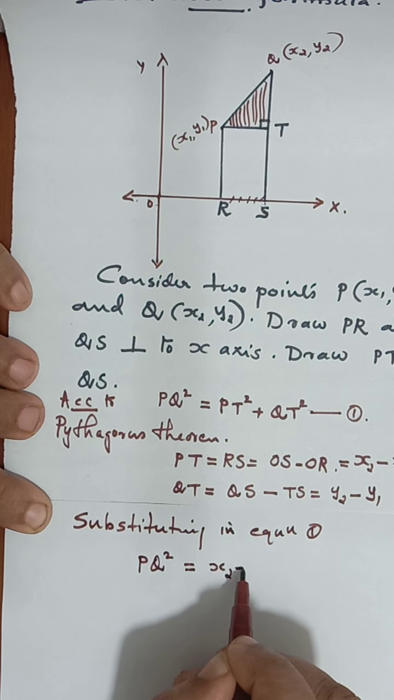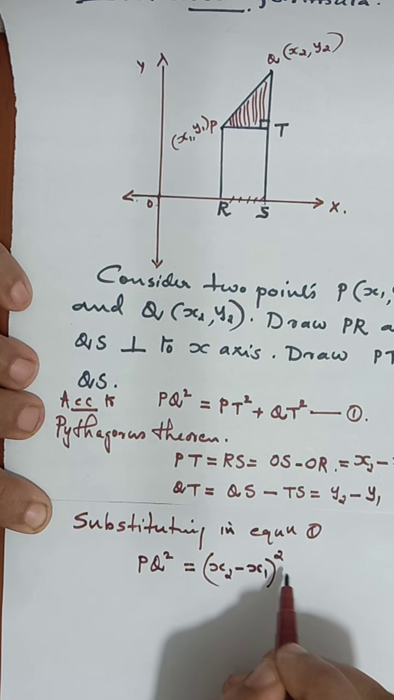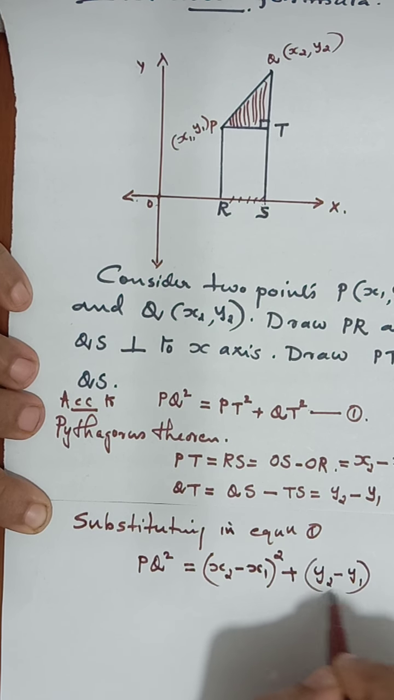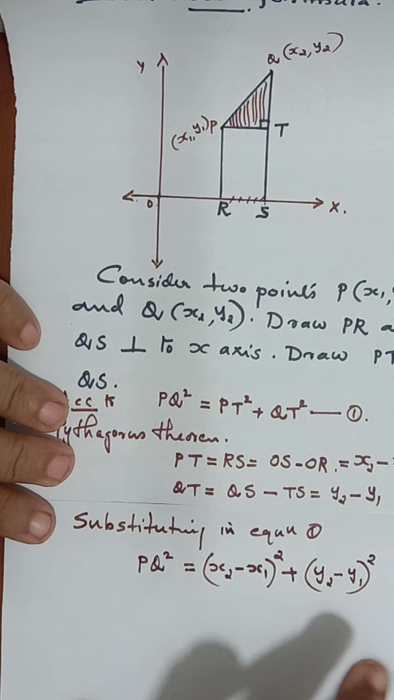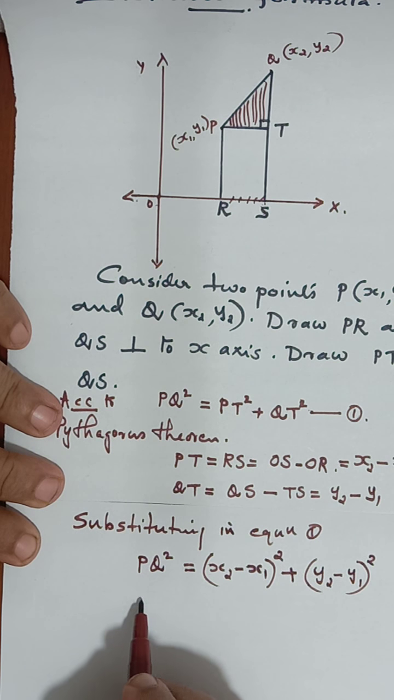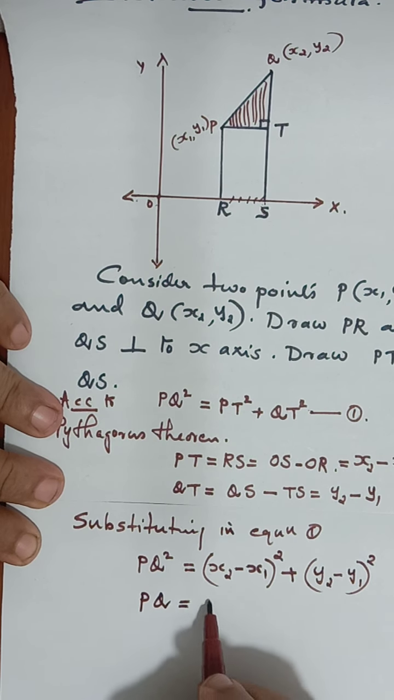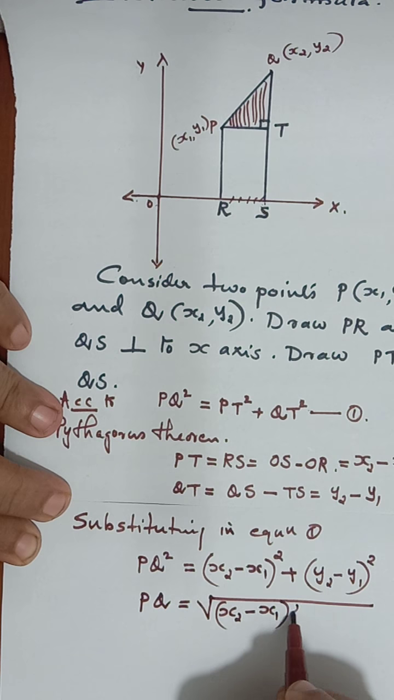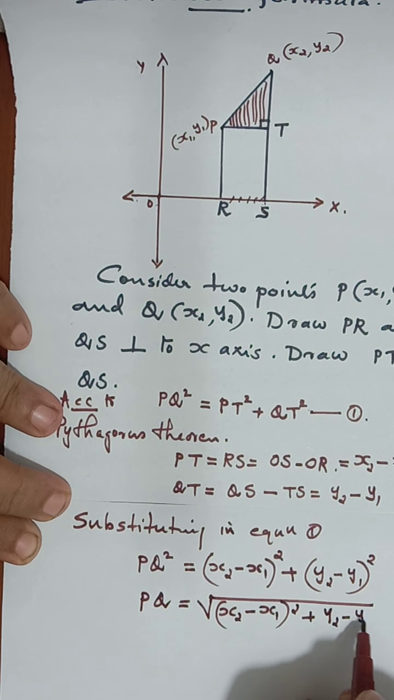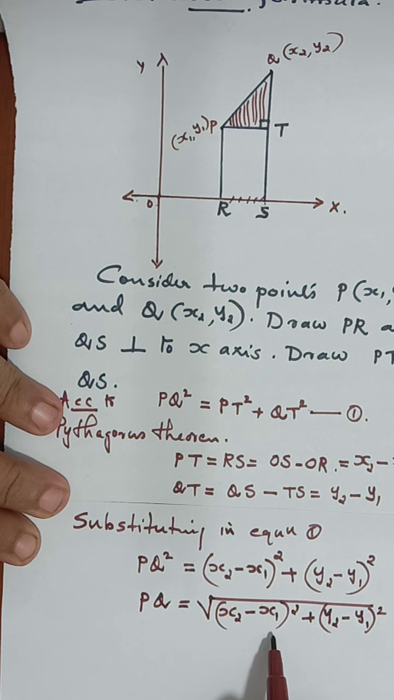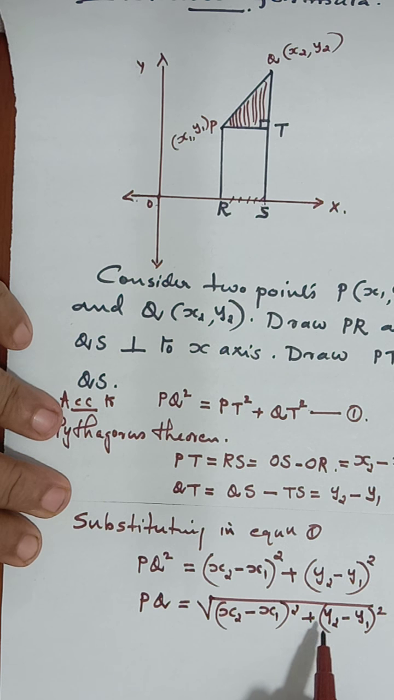PT is x2 minus x1. PT square means whole square plus QT is y2 minus y1. QT square is y2 minus y1 whole square. So we have to find out PQ only, not PQ square. So taking root on both the sides, we get PQ is equal to square root of x2 minus x1 whole square plus y2 minus y1 whole square. I'll repeat, PQ distance equal to square root of x2 minus x1 whole square plus y2 minus y1 whole square.